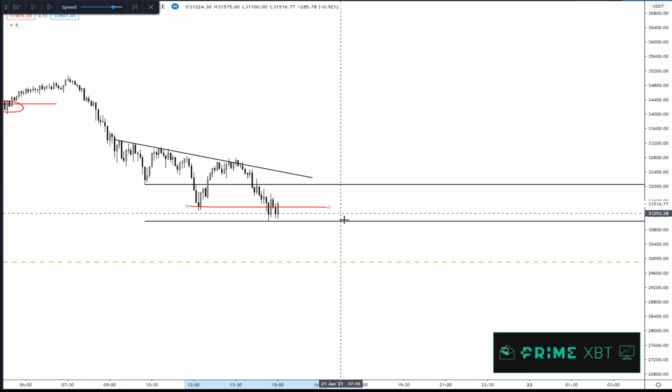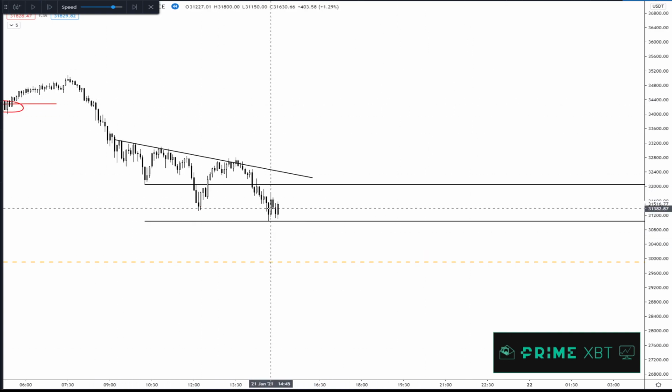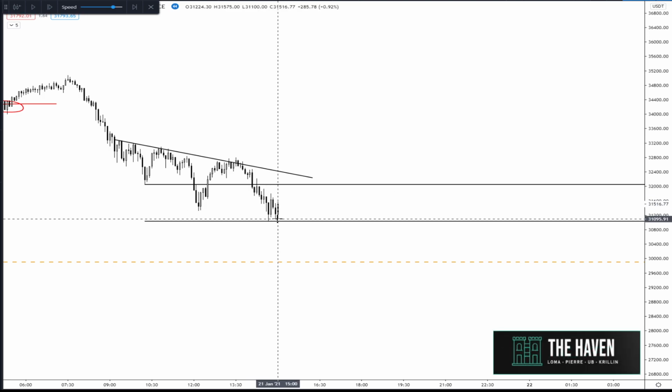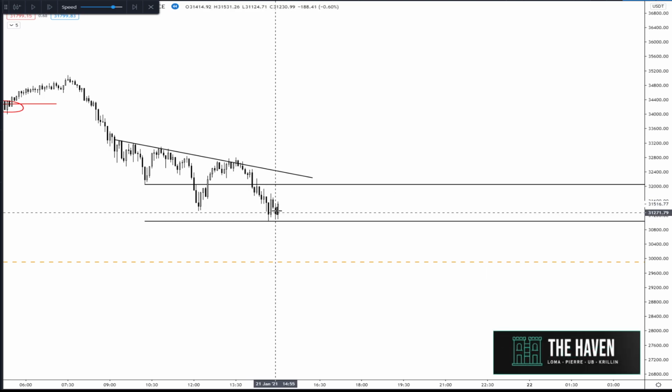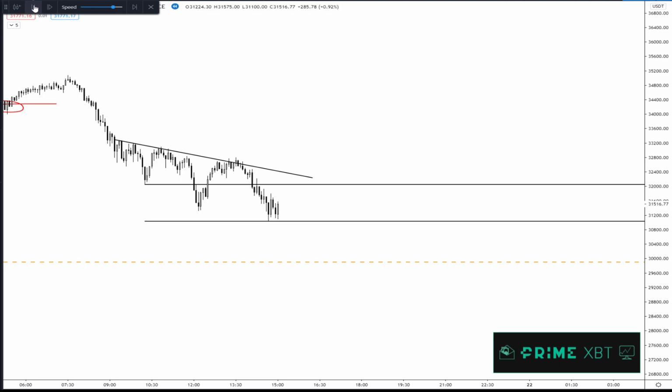And when you see this pattern as well on lower time frames, we attempt to bounce, immediately sell off, and reject from that bounce. That is a sign that sellers are very, very much in control here.